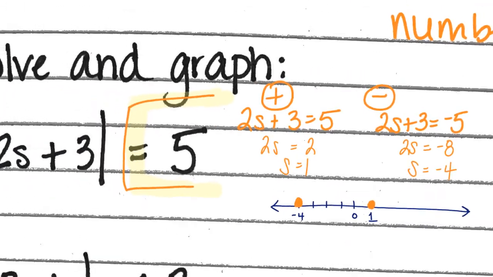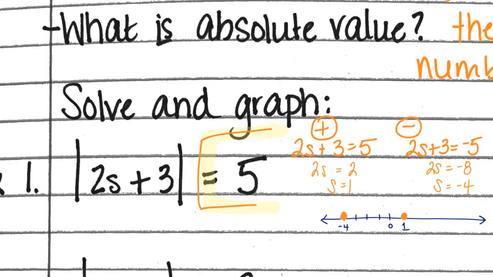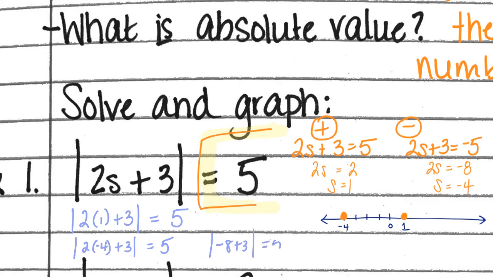Now, let's go back and check our two solutions. We should check all of our work. If I check |2 times 1 + 3|, is that equal to 5? Yes, it is. What about 2 times -4? -8 + 3 is -5. Is the absolute value of -5 equal to 5? Yes, it is. So it's always a good idea to go back and check your work. Always, always a great idea.